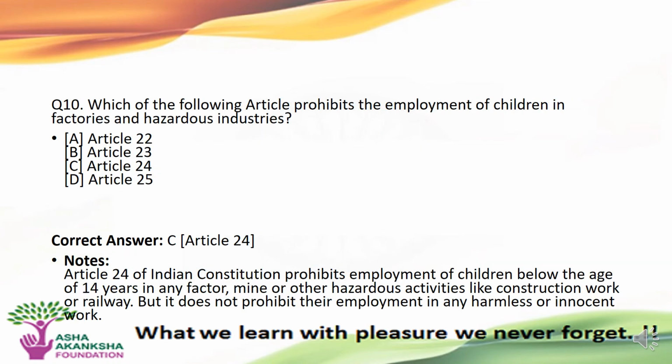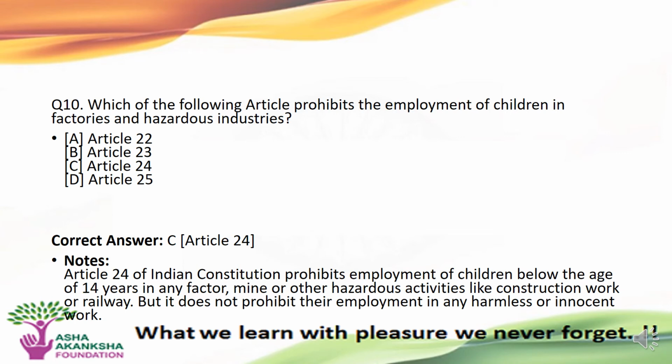Let's move on to the next question. Which of the following articles prohibits the employment of children in the factories and hazardous industries? Options are A. Article 22, B. Article 23, C. Article 24, or D. Article 25. The correct answer to this question is option C, that is Article 24.